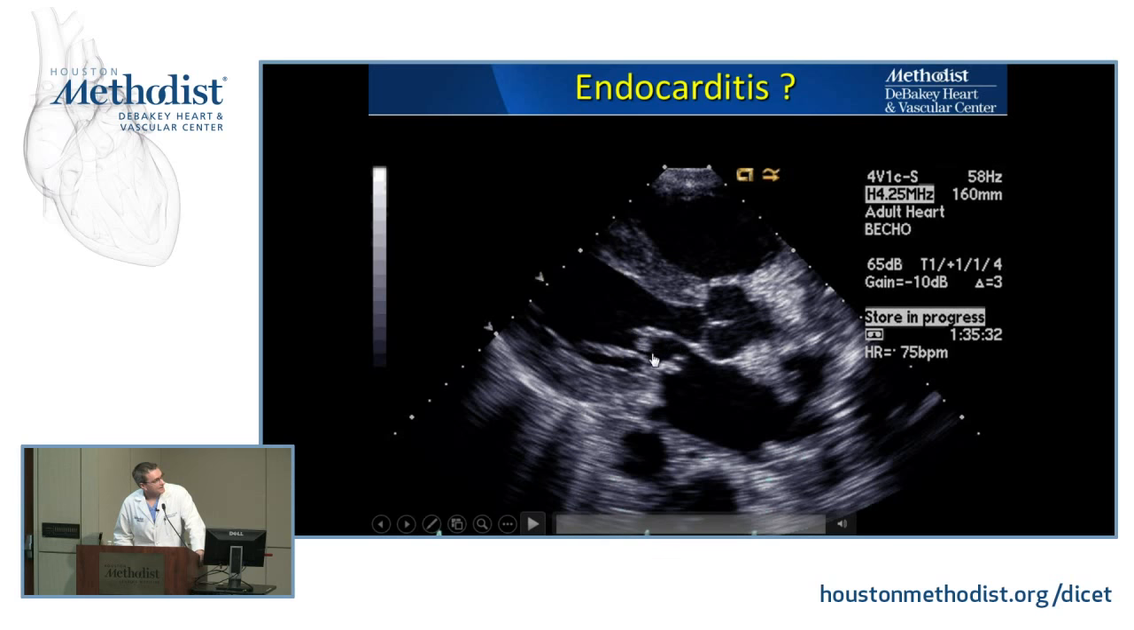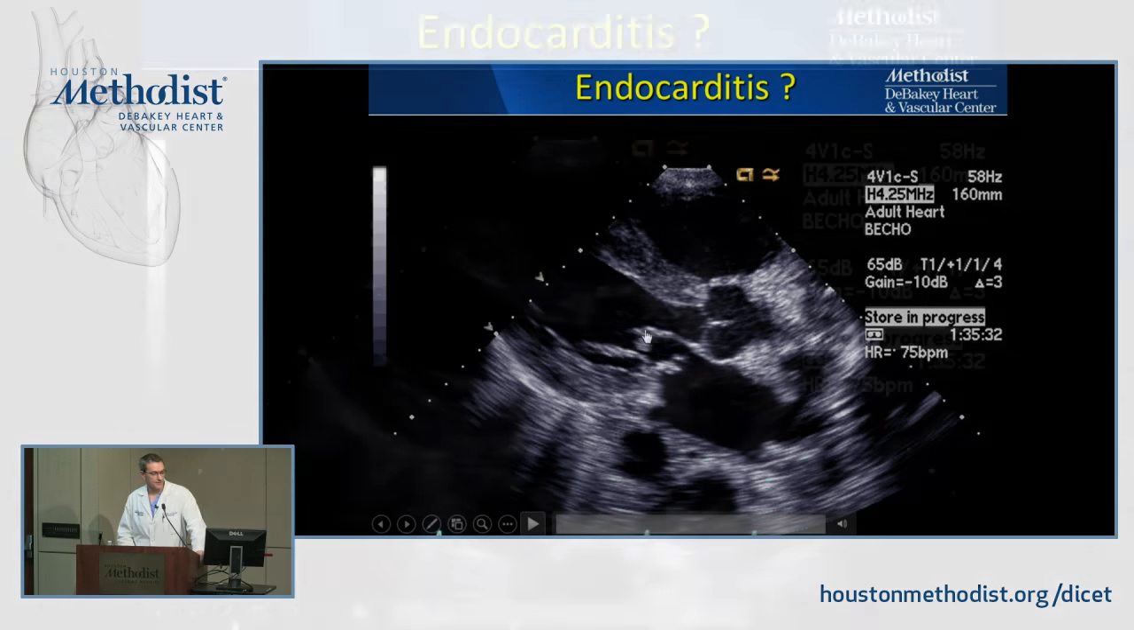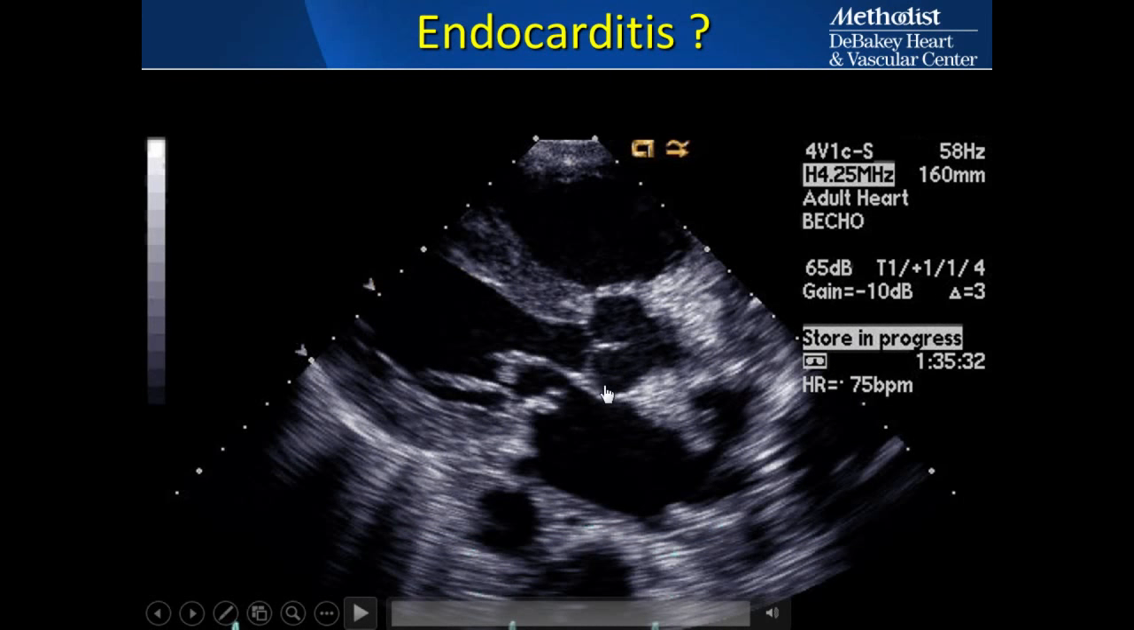Well, this is a question of endocarditis. It's unusual because it's sort of a tomahawk thing. I don't think you're going to get them to play now either. That's okay. We'll emphasize more of the CT part then.